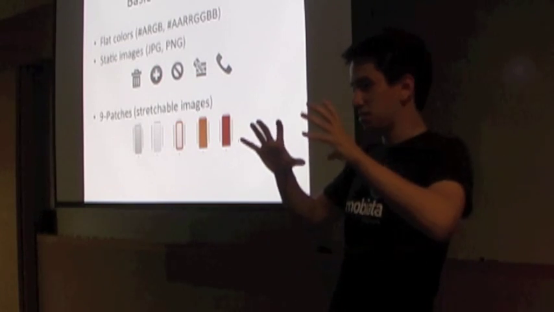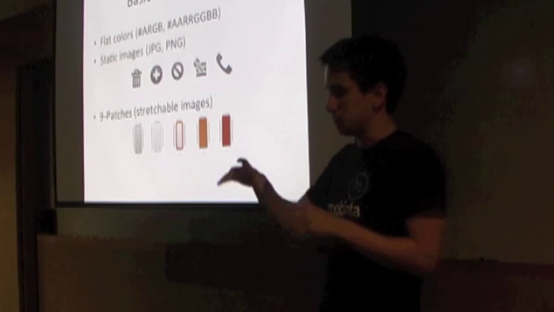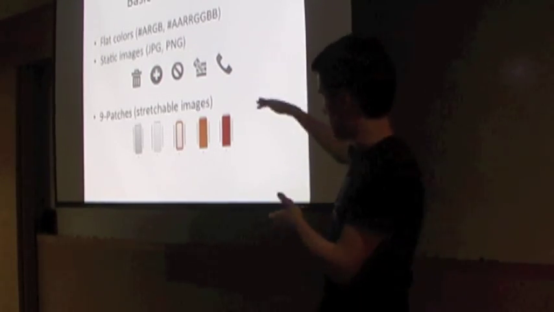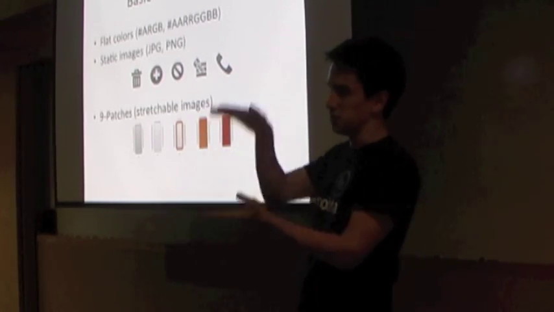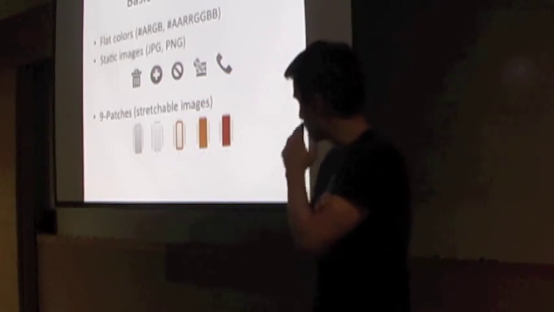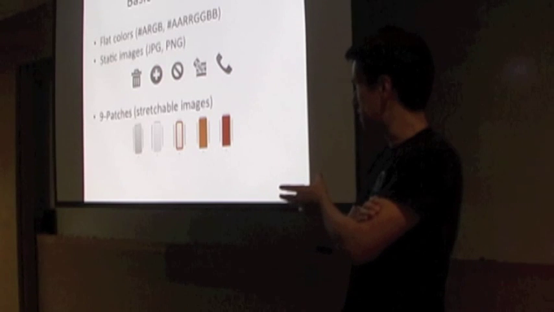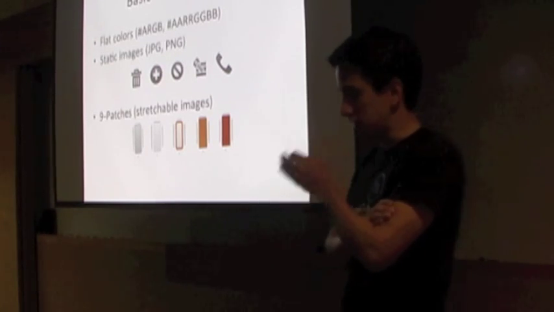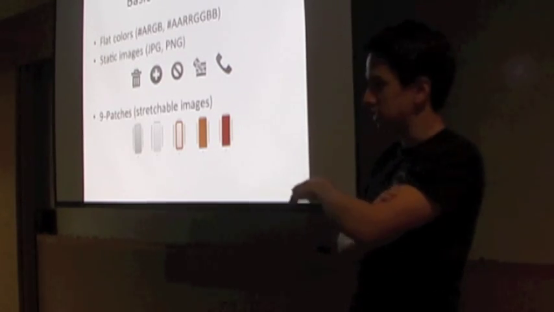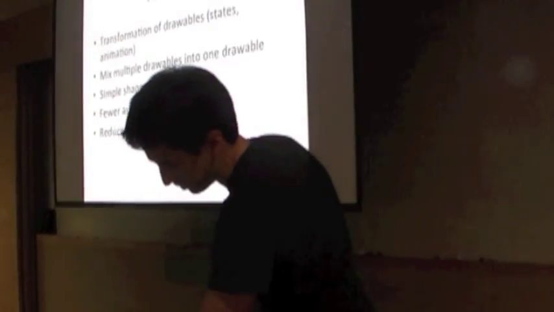If you don't know, 9 patches are static images that can stretch in a slightly more intelligent way. A static image would normally just stretch to fill its bounds, whereas a 9 patch allows you to define which part of the image is going to stretch versus which parts are going to stay the same. So those are all well and good, but you can't do all of the graphical things that you want to do on Android with them. There's a lot of things that are simply unattainable with just these assets, and there's a lot of really cool things you can do if you delve into Drawable XML.